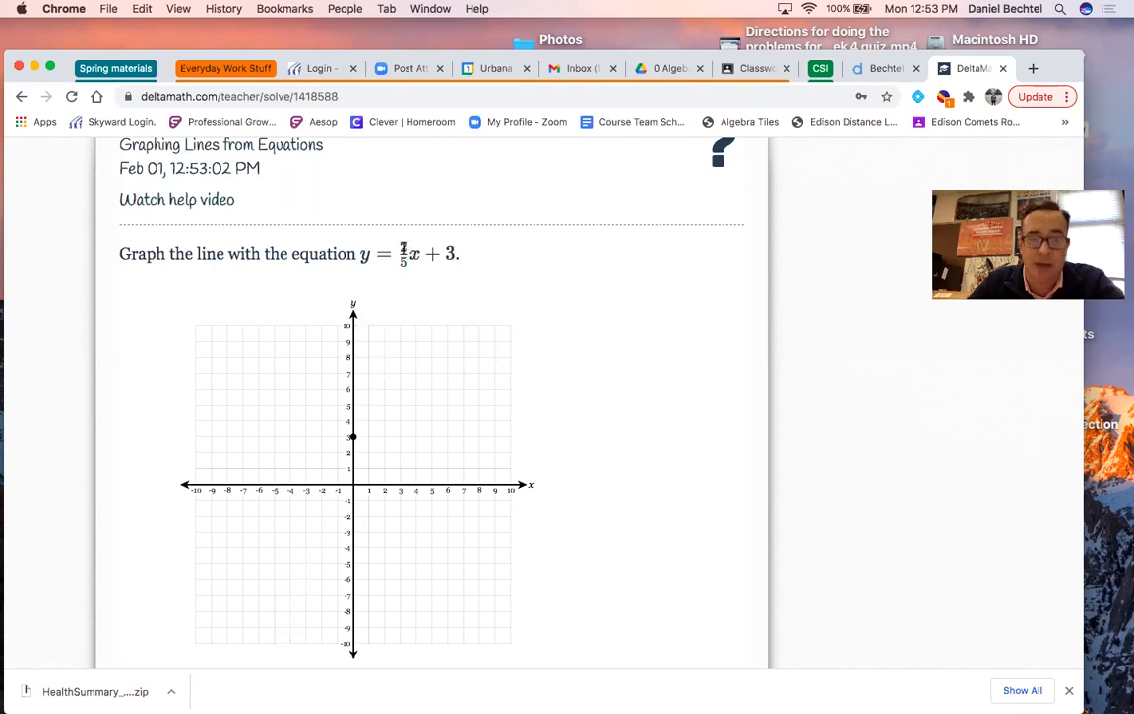So I will be going up that many, up 2. My run is 5, or my change in x is 5. So that's how many I'm going over. So from this point, I'm going to be going up 2, 1, 2. And I'm going to be going over 5. 1, 2, 3, 4, 5.